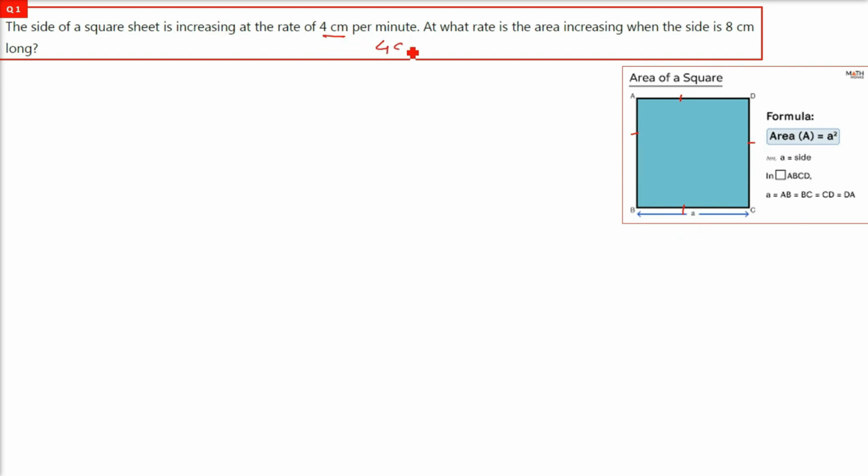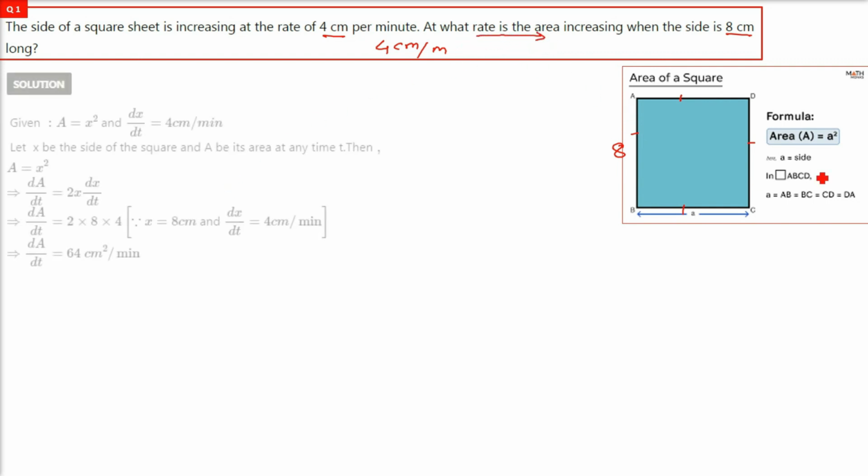Rate is always, when it is not given, always with respect to time. The denominator will always be time. At what rate is the area increasing when the side is 8 cm long? So there is a rate of increasing, there is a rate of decreasing. That rate, that is the elongation or increasingness with respect to time, we have to find out. So formula we already have. The question is also saying area increasing, that we need to find out.